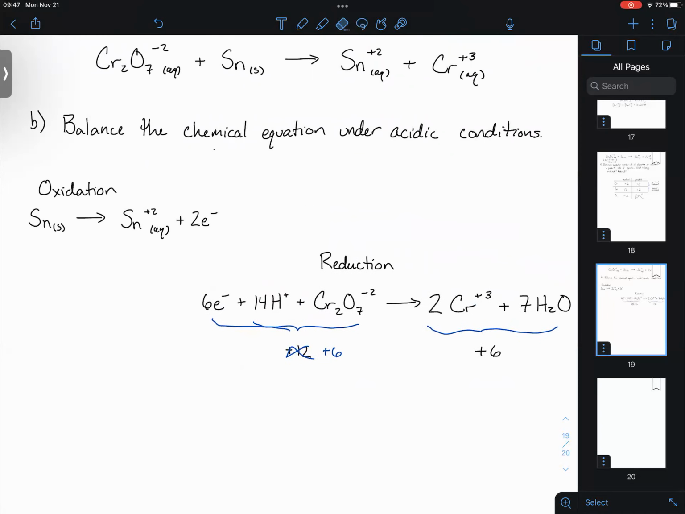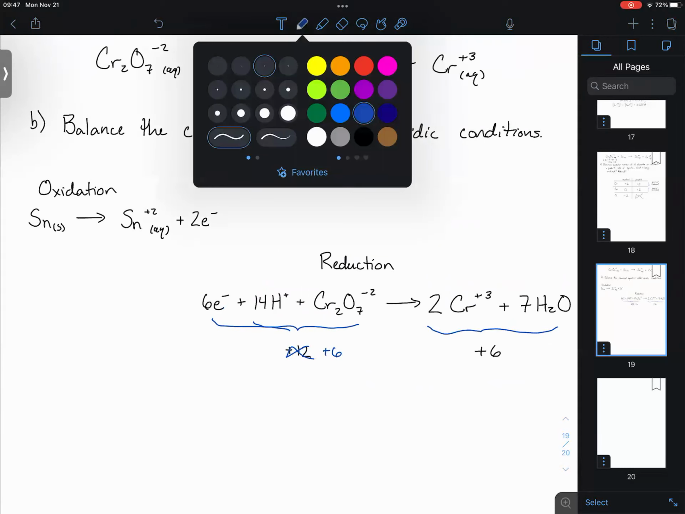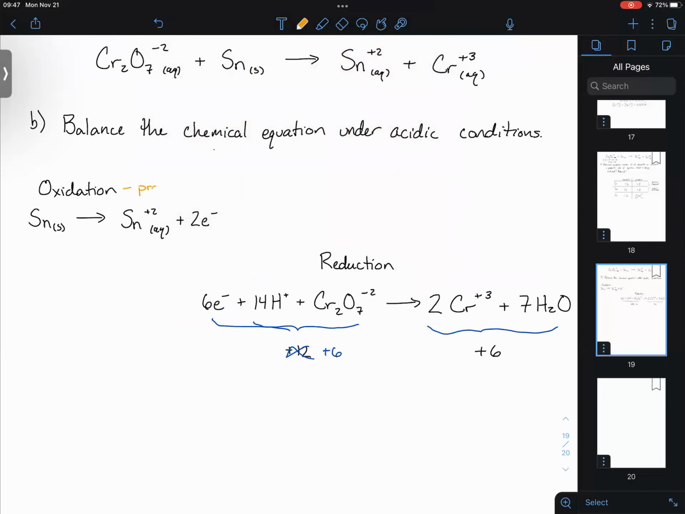All right, so to zoom out here, this is another check that you can make, is you should always be adding electrons to the product side of your oxidation reaction and the reactant side of your reduction reaction.